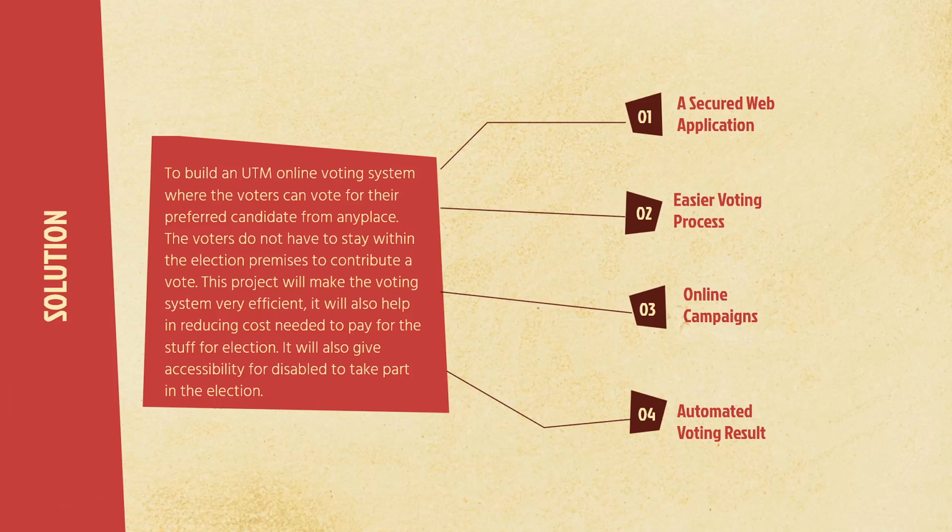What is the solution? The solution is to build a UTM online voting system where voters can vote for their preferred candidate from any place. The voters do not have to stay within the election place to contribute a vote. So this project will make the voting system very efficient, and it will also help to reduce the cost needed to pay for the staff.